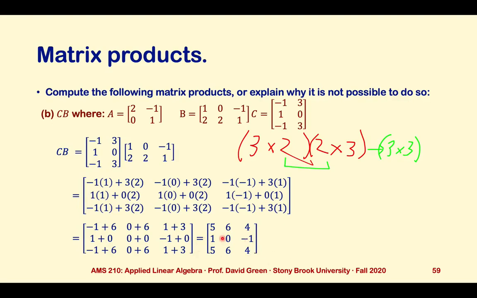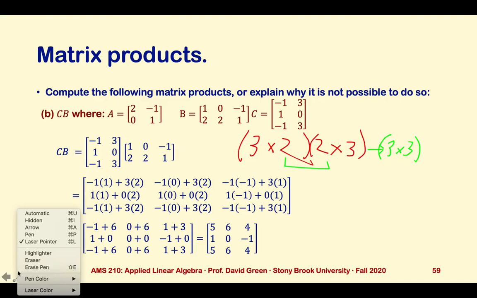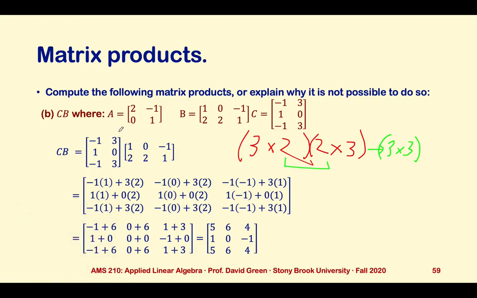Finally, the third row, we are going to do the same thing. We work with the third row of C, multiplying each of the columns of B. And here we actually note that there's a little trick that we can take advantage of that can speed things up. The first row and the third row of C are identical.